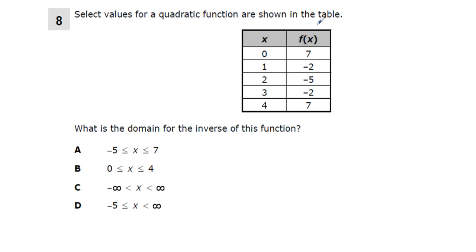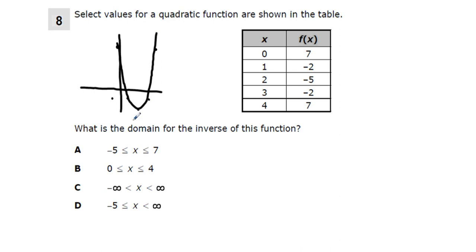Select values for a quadratic function are shown in the table. It really helps to understand what a quadratic function looks like. And a quadratic function looks something like this. In fact, you have 0, 7, 1, negative 2, 2, negative 5, 3, negative 2, 4, 7. So we have something that looks like this. And that's what the thing looks like.